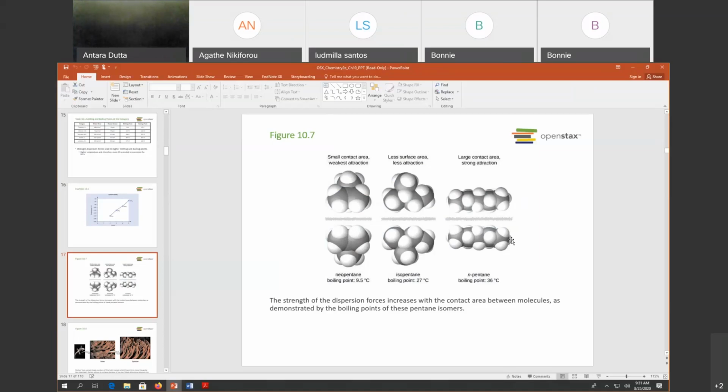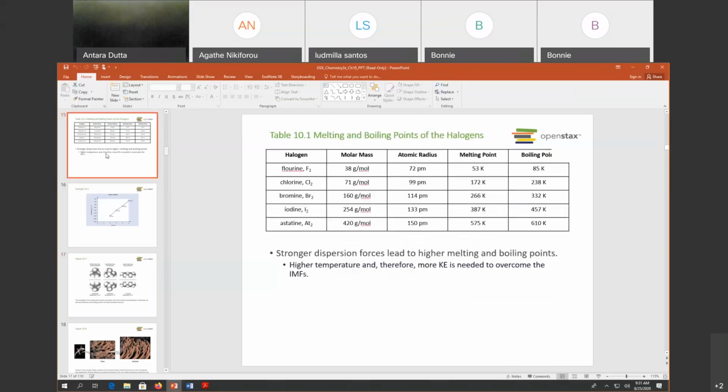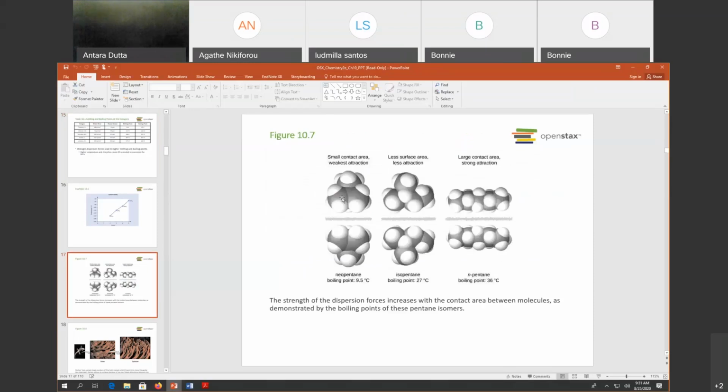See the different variations? It depends on the shape. Before, I showed you it depends on the molar mass. The shape is not important there because everything is the same shape, linear. Now, if you have the same number of atoms, but their shapes are different, then you have to see their three-dimensional structure. And that's how the degree of intermolecular force changes.